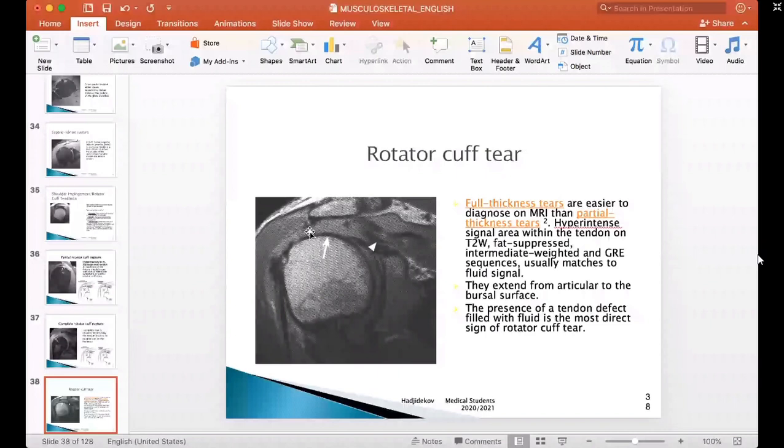So they appear so bright on T2 fat suppressed images, and they extend from the articular to the bursal space, and the presence of tendon filled with water is the most common sign of rotator cuff tear.